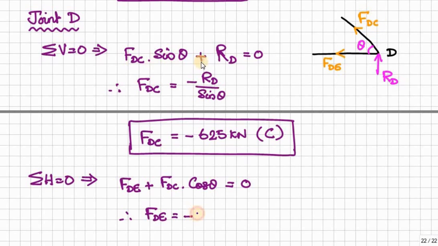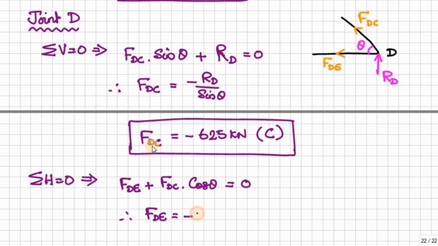Therefore F_DC sin theta is the vertical component of the F_DC force, plus R_D, because we assume everything in the opposite direction of the tension. Therefore both are the same, equal to 0. Therefore F_DC is equal to minus R_D over sin theta, which is equal to minus 625. That is compression. So DC is actually compression, not tension.